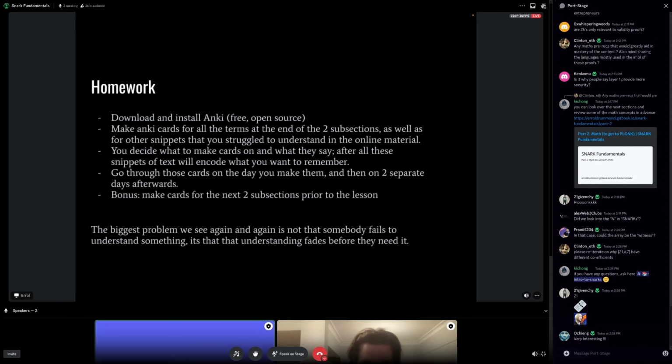So what is the actual homework, aside from downloading it and installing it? If you can make cards on some of these things, it will be very, very helpful. At the end of the first 2 subsections, we have a very short glossary with lots of the keywords we use in this talk in that section. If you can make cards on those, it would be very, very helpful. And then you can add as many other cards as you want on any example that you want to try and remember.